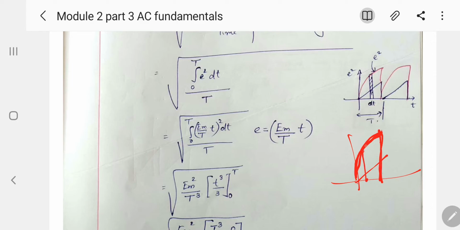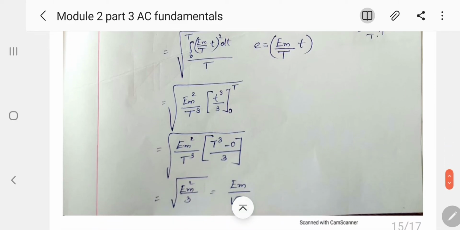So again we are going to use the integration method, where we take the area for a small strip and integrate it. So what is the equation? Integrating from 0 to T, e square dt divided by capital letter T. What is small letter e? Small letter e is Em by T into small letter t. We have already written the equation for that. Substituting the values there, you are getting the expression like this.